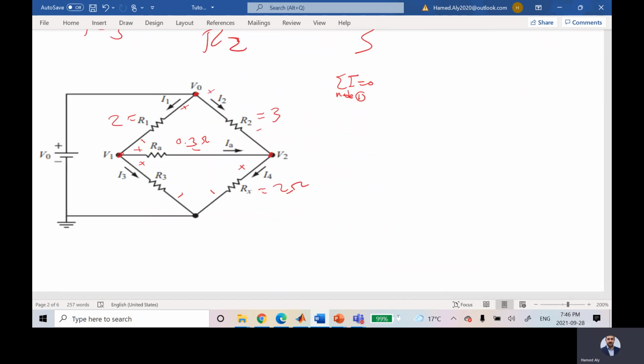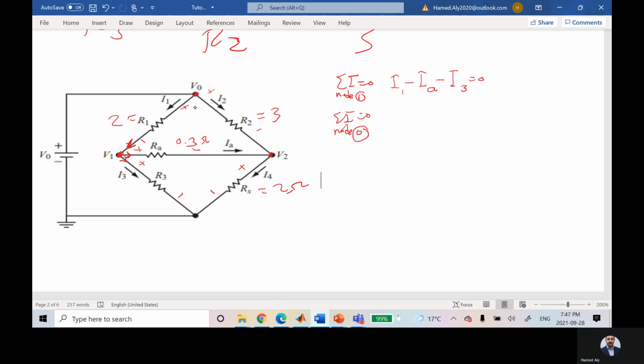For node 1, I have this current, I have this current, and I have this current. So if I assume I1 has positive sign, IA and I3 will have negative signs. So I can say I1 minus I0 minus IA minus I3 is equal to 0.